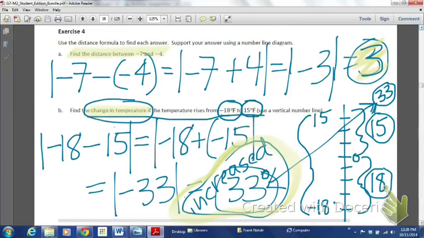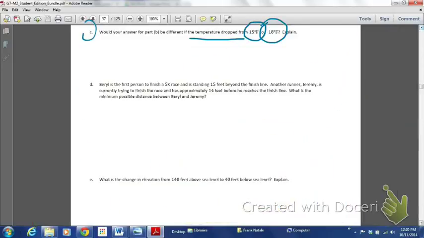But now, I guess we could use this one here. So now let's say we're going to go from, we'll use a different color here, we're going to go from 15 to negative 18 this way. You can see that 33 is still 33 units, but what's happened here is that we have lost 33 degrees, or the temperature has decreased. So the answer to this would actually be yes. It would be different because the temperature would have decreased.